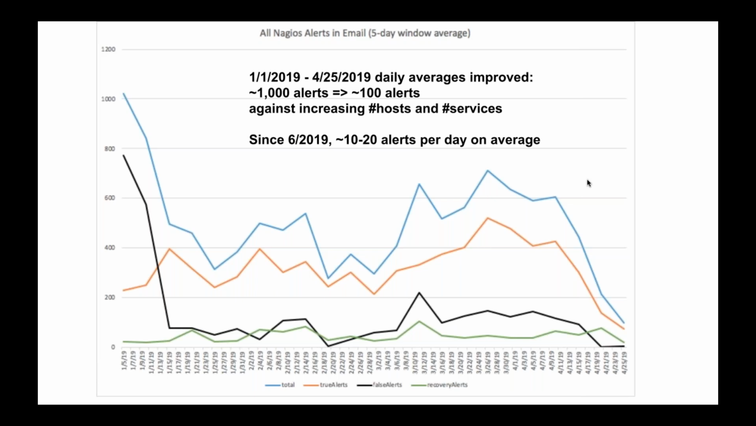At the same time, of course, the number of hosts and services were increasing, right? And then after a few more iterations since the summer of last year, we have settled down to a couple of dozen alerts every day on average. In the past, 1,000 alerts could not be handled by a team, and now only one on-call person from the team can handle it.